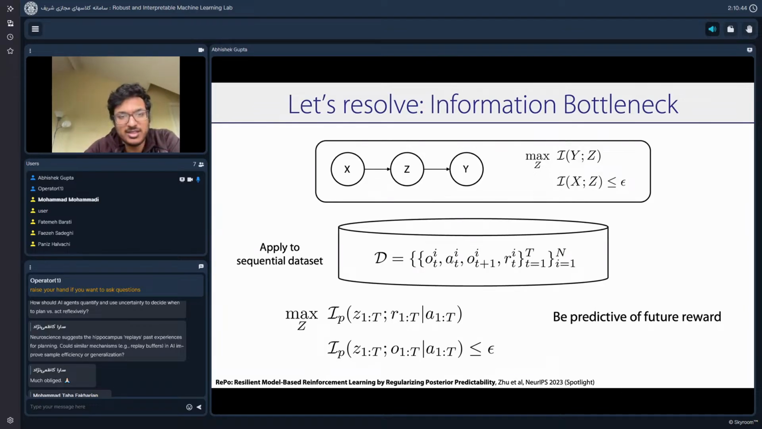You can think of this as something that is predictive of future reward. That's what mutual information is saying: get Z's that are predictive of future reward. And then secondly, find Z's that are minimal and contain the least amount of information from the input. That's how you think about it intuitively.